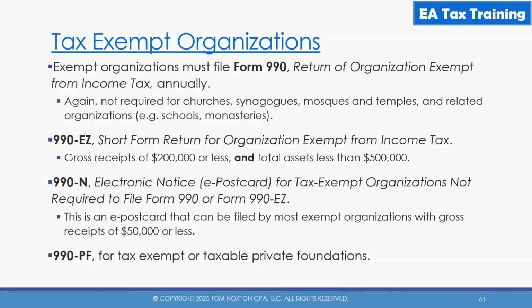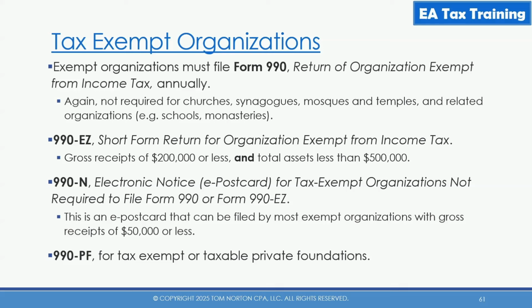Tax-exempt organizations must file a Form 990 or one in the 990 series every year. Again, though, it is not required for the churches, synagogues, mosques, and temples or their related organizations. But all of the other charitable organizations must file a Form 990. There's also a 990-EZ. This is a short form. So this is for charitable organizations with gross receipts of less than $200,000 and total assets of less than $500,000.